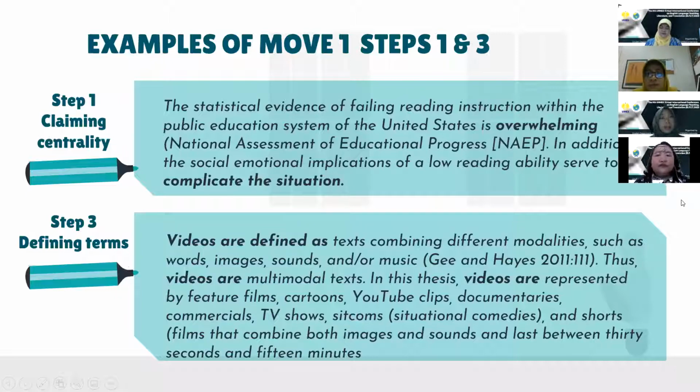So here are the examples of move one for step one and step three. In step one, or claiming centrality, we can see that the statistical evidence of failing reading instruction within the public education system of the United States is overwhelming. So the writer mentioned the word overwhelming and also complicated the situation. This is to indicate that the research is urgent and significant. And then step three, defining terms. Here, the thesis writer defined videos.